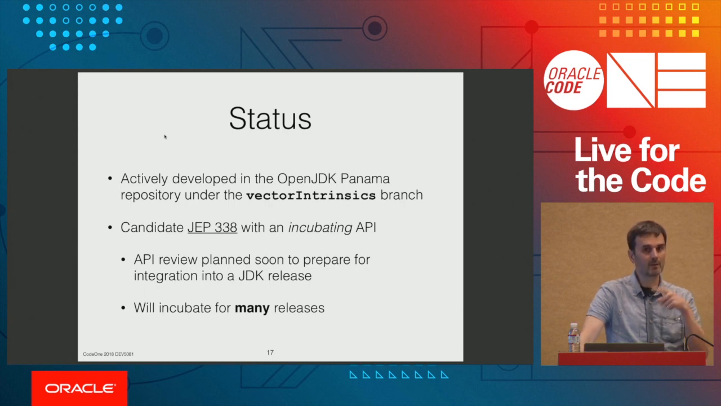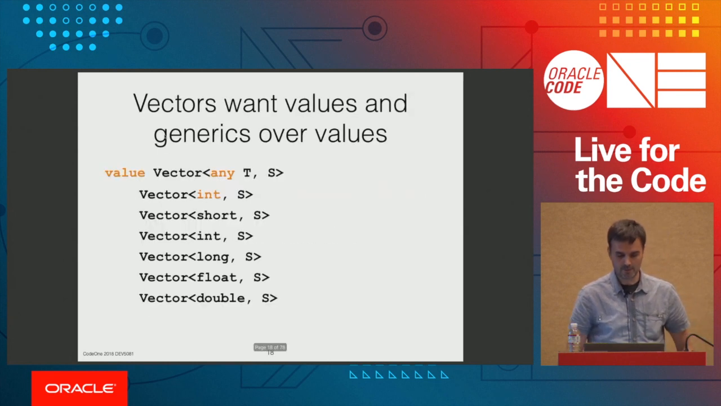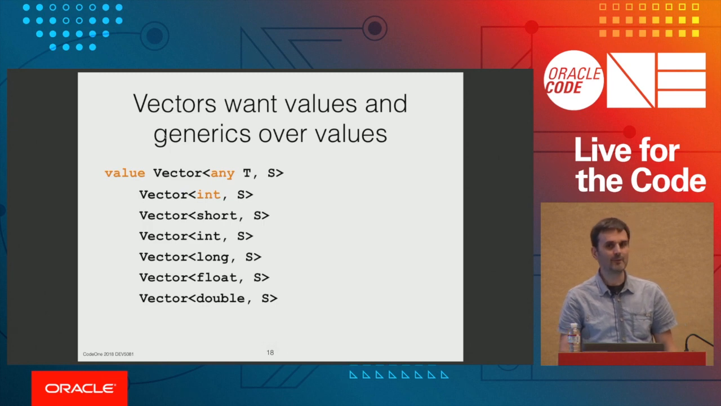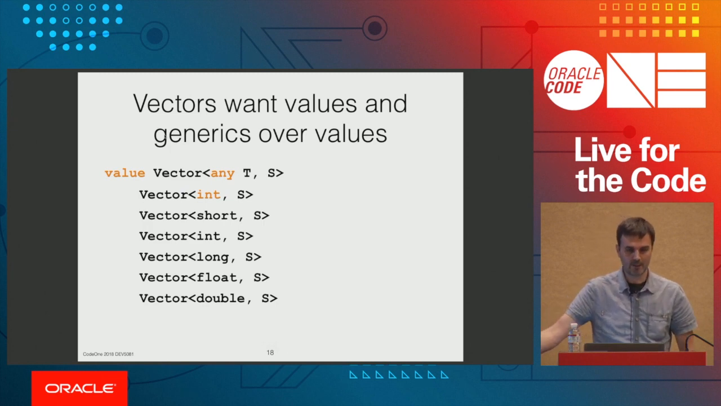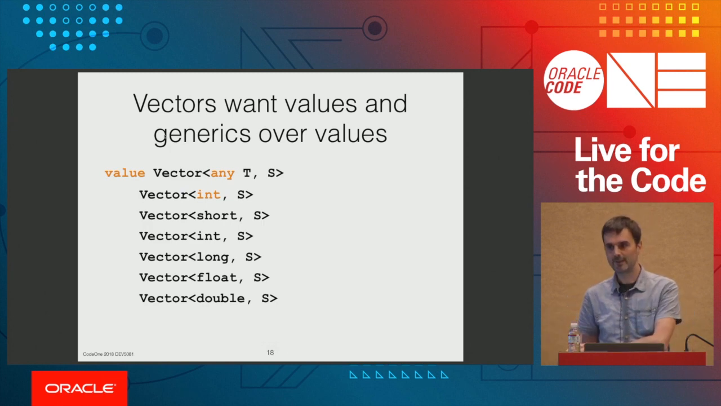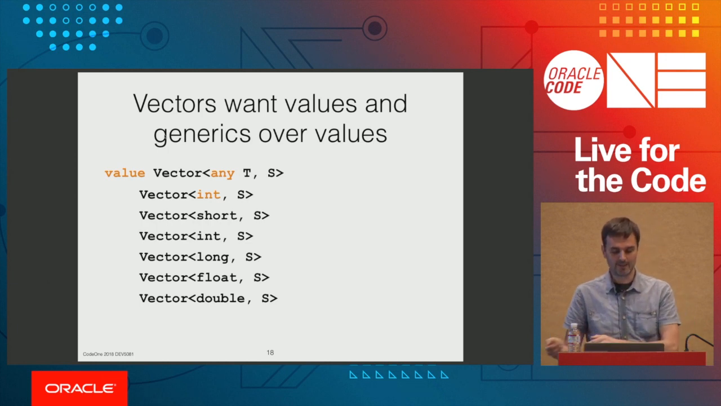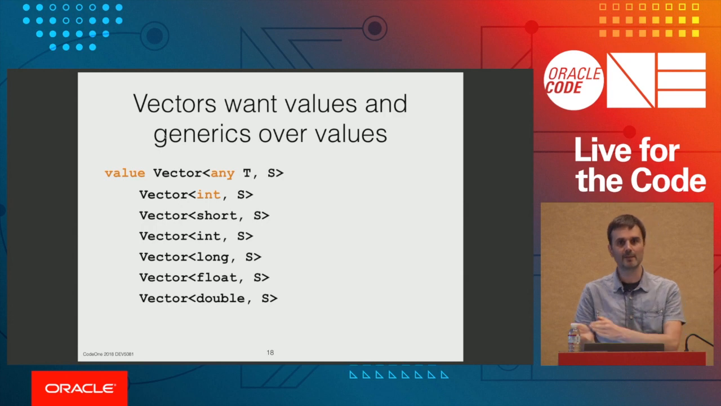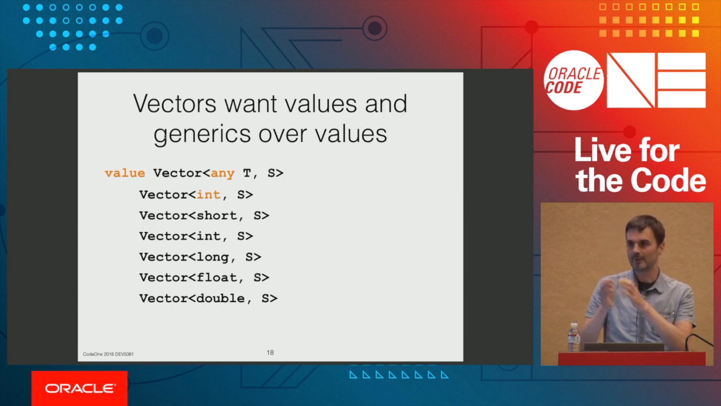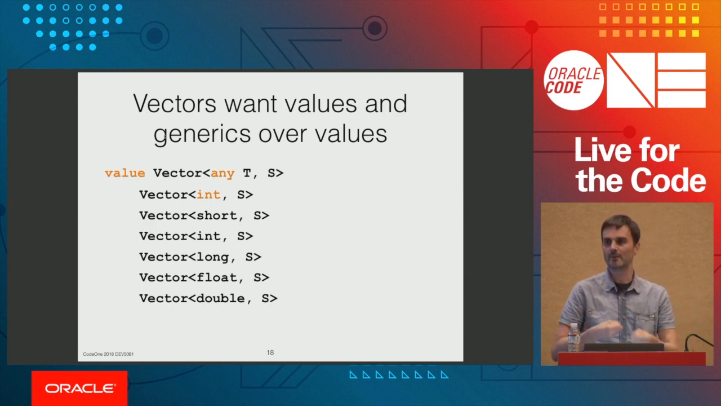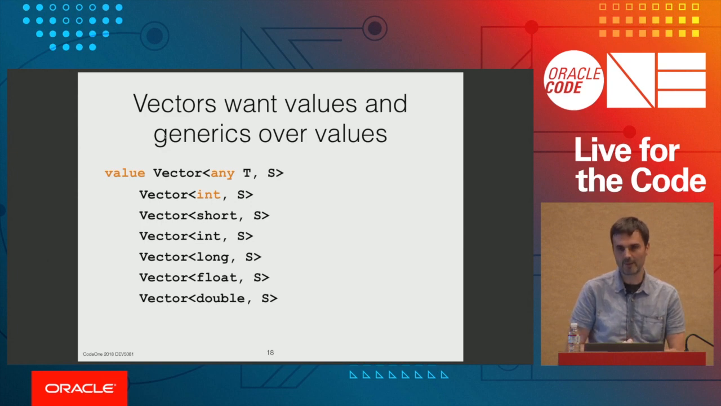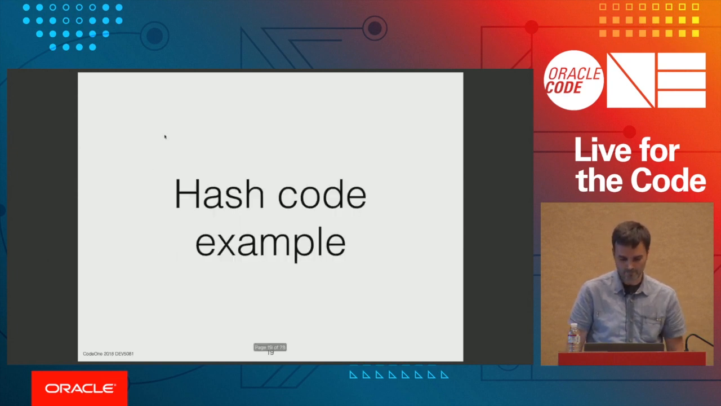And it will incubate for many releases. Why is this? We want these vectors to be values, and ideally you want to generify over them so we don't have to do this specialization in the future. But that's going to take a while to get there. We want to say value vector net, and then we don't have to have byte, int, and short vector explicitly. We can just have one type, and then we can have conditional methods based on the type. But we're not there yet. It's going to take a while to get there.